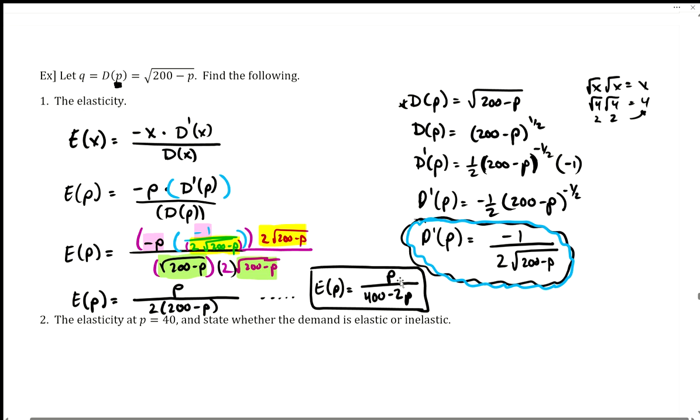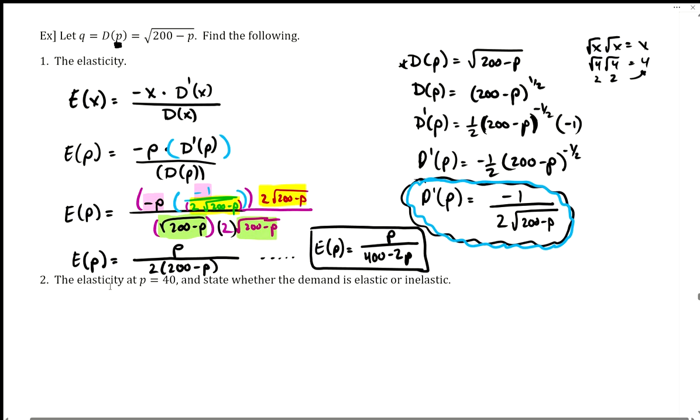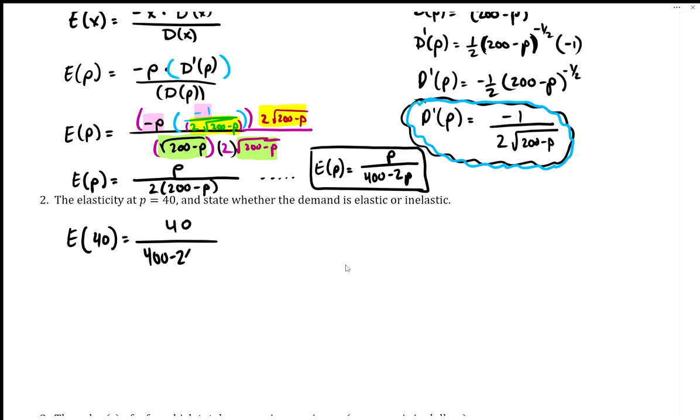Okay, so now that we've got it, let's use it. They say the elasticity at p equals 40 is what we want to find, and then state whether the demand is elastic or inelastic. So find the following. Let's find this. That is just plugging in 40. So we have E of 40 equals 40 over 400 minus 2 times 40. And then we'll simplify this as far as we can.